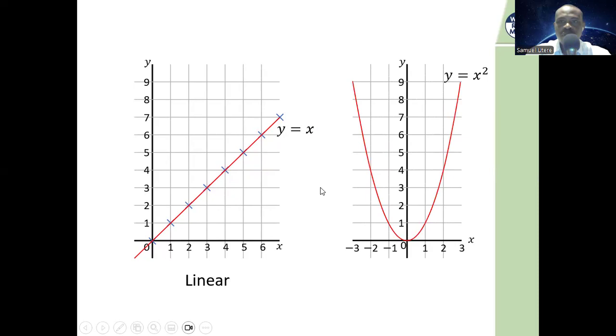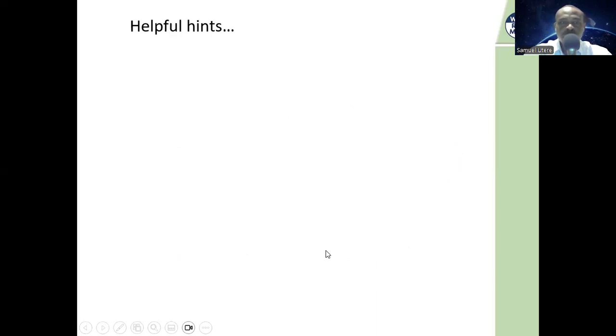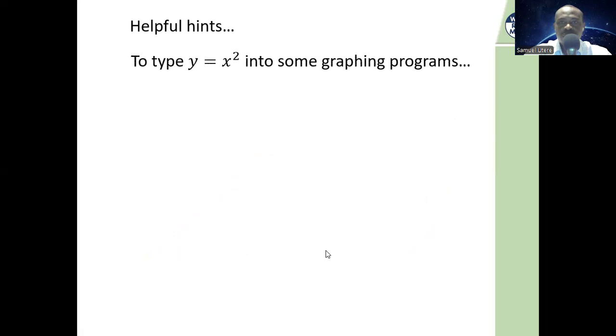But what about if we do this? Y equals x squared. Now you may be wondering, hang on a minute, how would I plot y equals x squared on this graphing program? I'll tell you and we'll demonstrate it. Of course, we know it's non-linear. You can see the line is not straight, it's curved. Here are the hints for when you are on the graphing program, this is how you type.